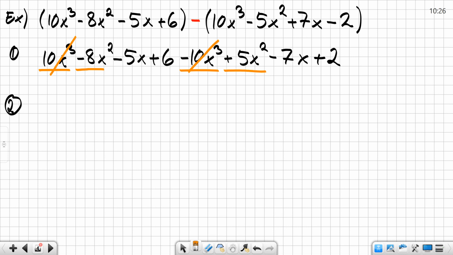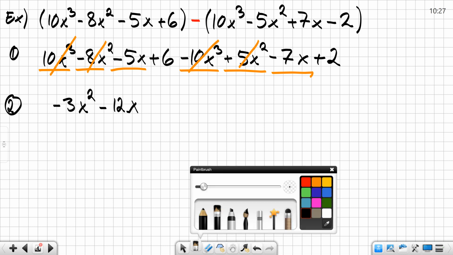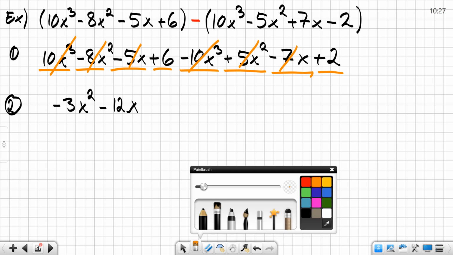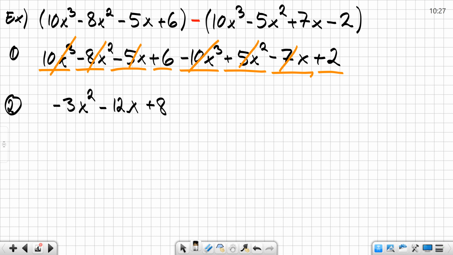Negative 8x squared, positive 5x squared. Let's have a look. Negative 8 plus 5 would be a negative 3x squared. Remember, I did not need to write down 0 times x cubed. That will be 0. That goes away. All right, I've got the x squared terms. I go to the next one. Negative 5x minus 7x. So I have a negative 5 minus 7, and that will be a negative 12x. Done with those. And last but not least, a positive 6 and a positive 2. 6 plus 2 is 8. And just as before, I am done.